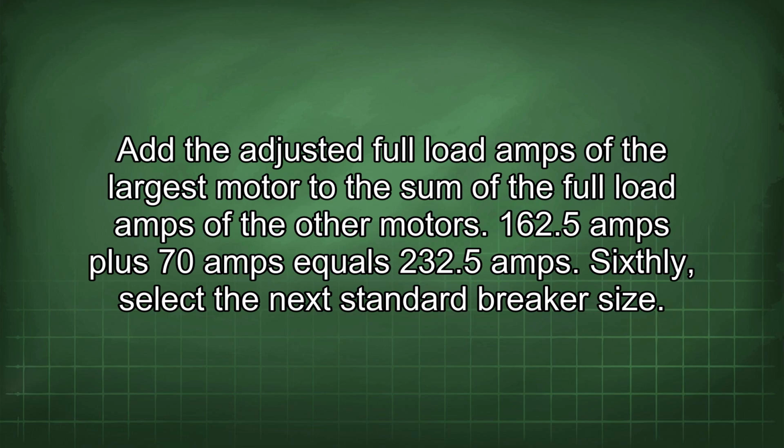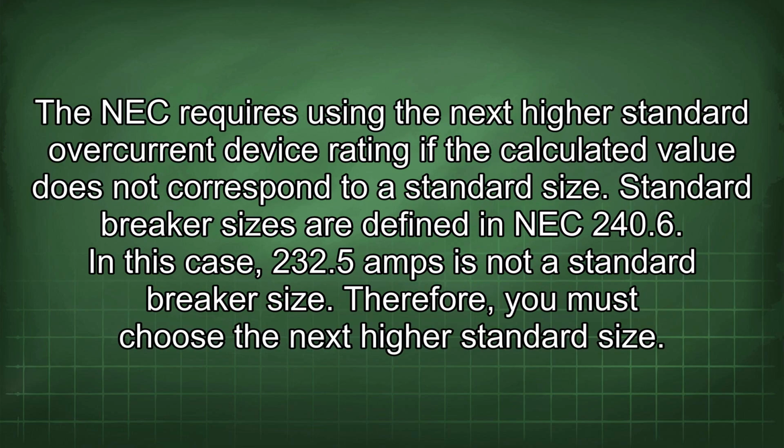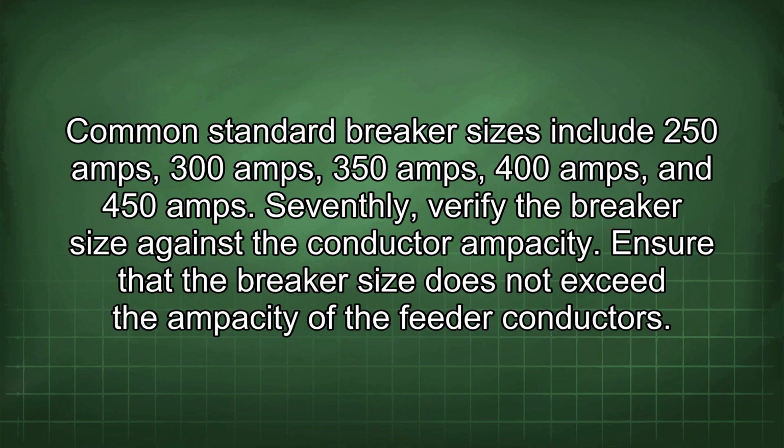Sixthly, select the next standard breaker size. The NEC requires using the next highest standard overcurrent device rating if the calculated value does not correspond to a standard size. Standard breaker sizes are defined in NEC 240.6. In this case, 232.5 amps is not a standard breaker size. Therefore, you must choose the next higher standard size. Common standard breaker sizes include 250 amps, 300 amps, 350 amps, 400 amps, and 450 amps.